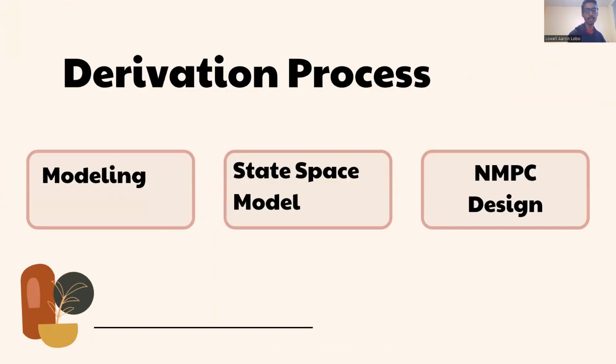Now, going back to the paper, let's start with the derivation process of how we get the design. We have three steps over here. First we do the modeling, as in trying to find the equations of our robot model. Then we take those equations and bring them into the state space representation. And finally, we design our nonlinear model predictive control. So let's start with modeling.